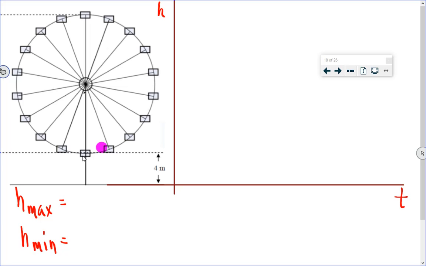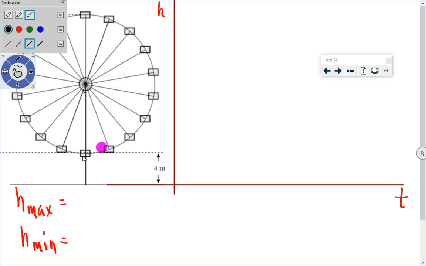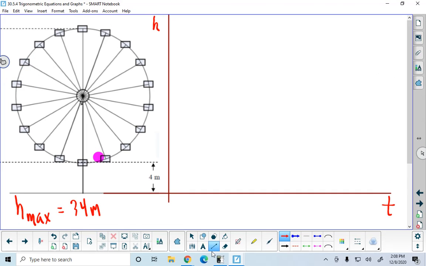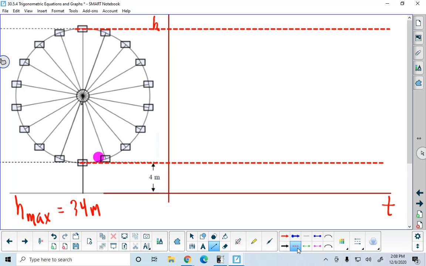And the answers are starting to come in. The maximum is going to be 34 meters, and the minimum is 4 meters. You can see that, I hope, by simply looking at, and I hope you're going to appreciate what I'm about to draw, the fact that this is their lowest point and this is their highest point. And I hope you can see that this is the middle of the ride. And half of the time they're going to be above that middle line, and half of the time they will be below that middle line.